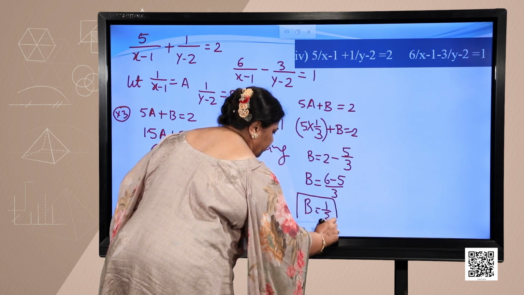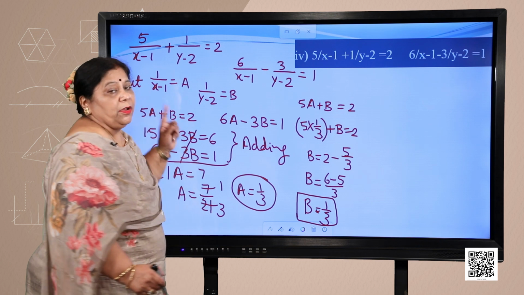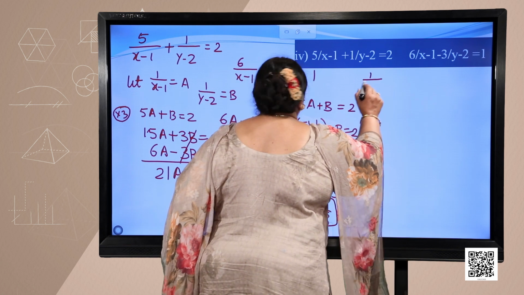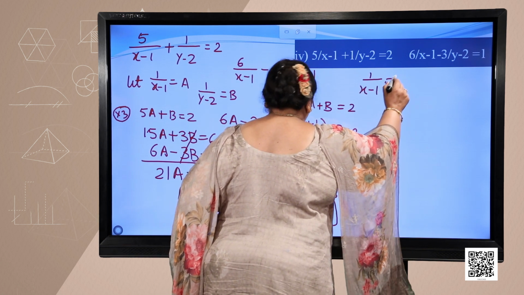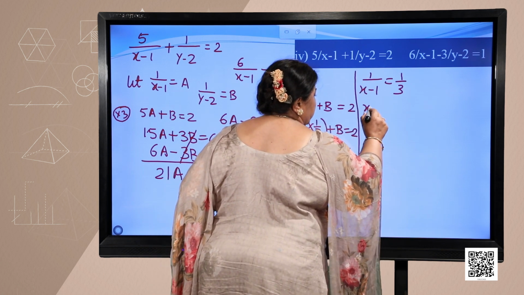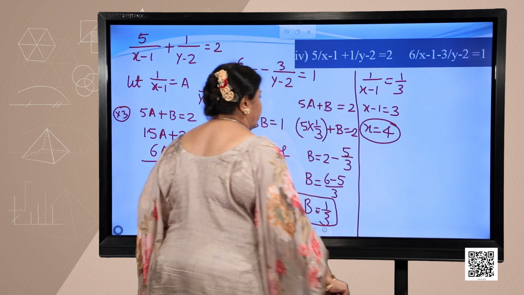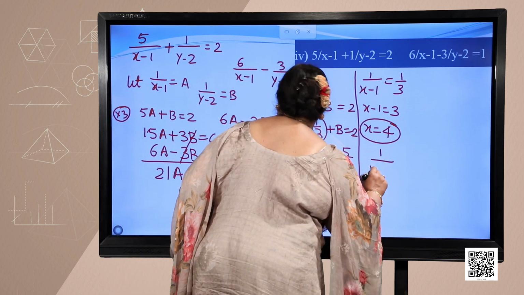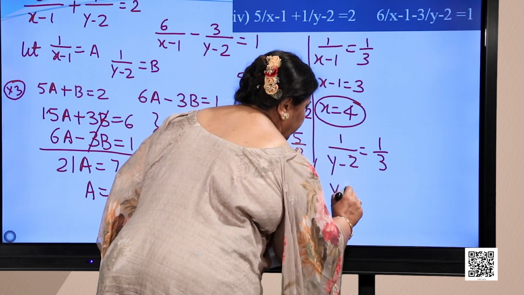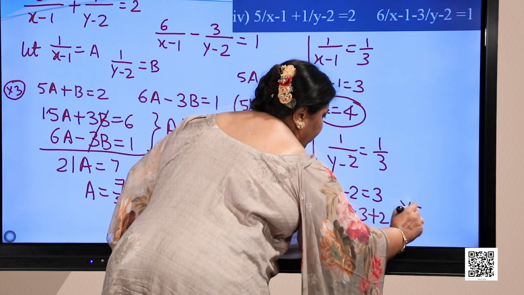Look here, we have got the value of a and b, but we had taken a as 1 upon x minus 1. Let us change them and substitute the values. 1 upon x minus 1 is equal to 1 upon 3, and on cross multiplying x minus 1 is equal to 3 or x is equal to 4. We have got the value of x as 4. Likewise, 1 upon y minus 2 is equal to 1 upon 3. On cross multiplication, y minus 2 is equal to 3 or y is equal to 3 plus 2, that is 5.